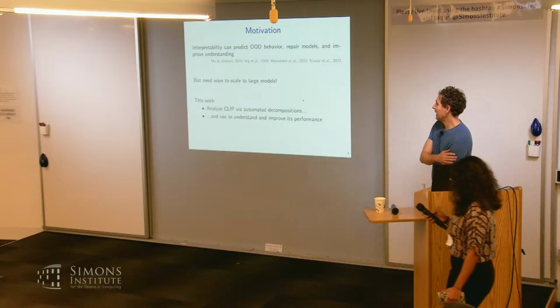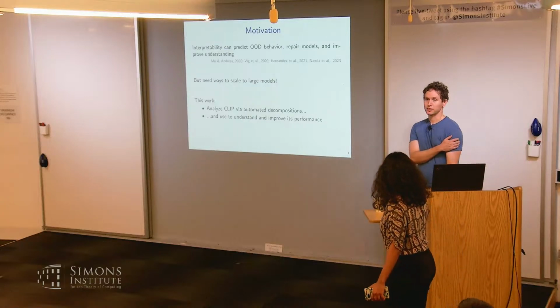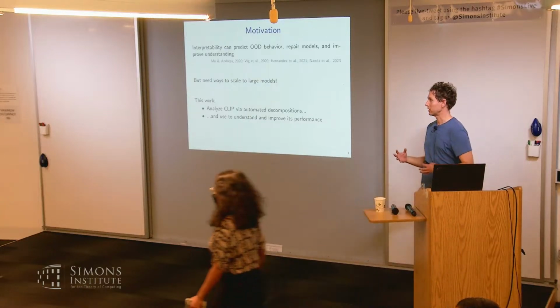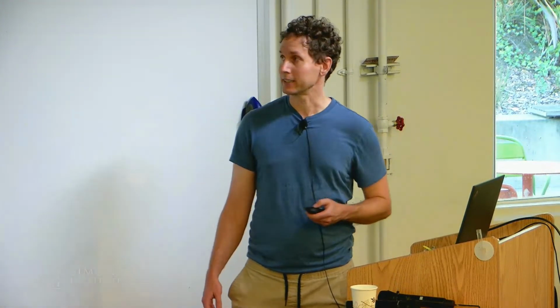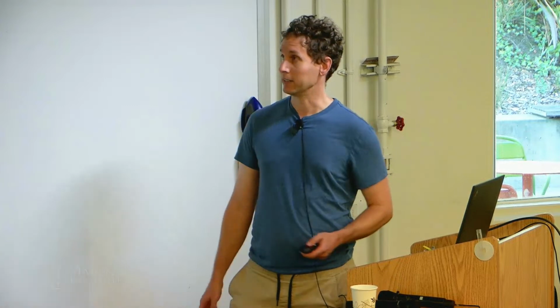Great. Thanks, everyone, for coming here. So I'm going to be trying to give a little bit of tutorial and a little bit of talking about some recent work from our group. So I'll start by focusing on interpretability and then generalizing a bit outward from that to generally how to understand AI models. So first, why do we care about interpretability?